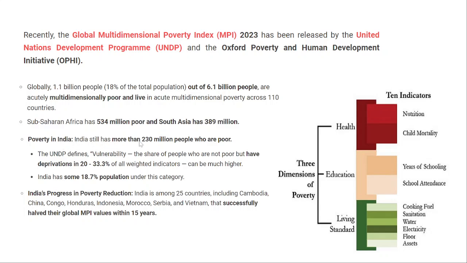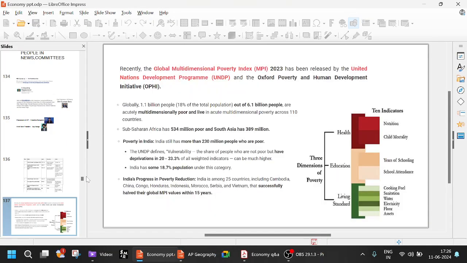So poverty in India: India has more than 230 million people who are poor. India also has 18.7 population under this category. Try to remember all these things. India is among 25 countries that successfully halved their global MPI values within 15 years. So in the last 15 years, we have halved. That means this population has reduced to half. So we are doing better in some way.